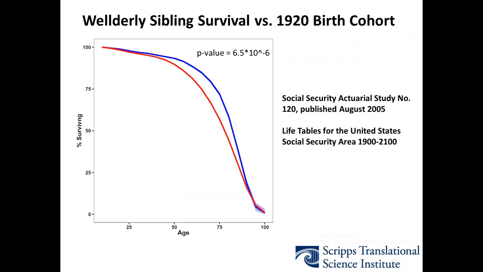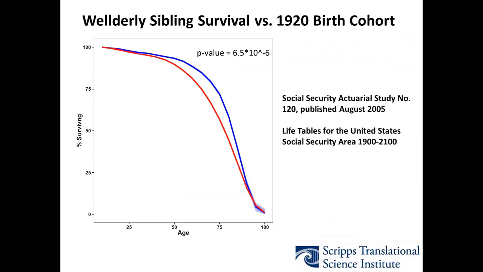So we started recruiting these patients a while ago, which is why they're compared to the 1920 birth cohort. Their survival, the Wellderly survival, is shown in blue, and the U.S. population survival curve from the 1920s birth cohort is shown in red, and there's a statistical increase in the survival of the Wellderly siblings.